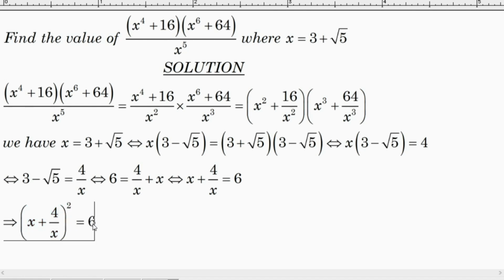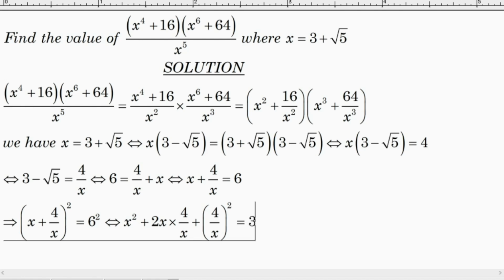Okay, so then 6 also raised to square. Okay, so then now we have to expand these factors. So then equivalent to x squared plus 2x times 4 divided by x plus 4 divided by x, all raised to square, and then equal to 36.